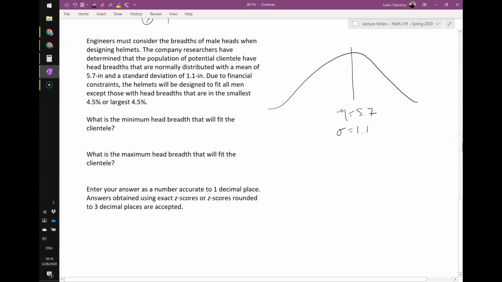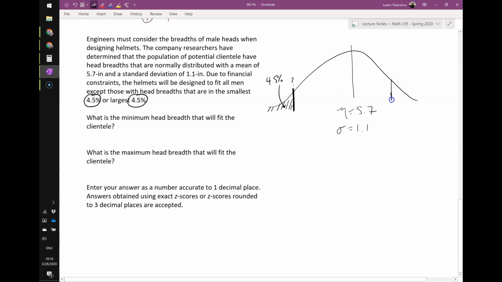So interpreting this, we have to make sure we understand that what's given to us are the percentages or the areas. Because remember, the frequency or the area is the same thing as those percentages here. So when it's saying we want to cut off the lowest or smallest 4.5%, they're giving us that this area to the left of some unknown boundary is 4.5%. Same thing if we were looking at the largest side, we're cutting off some area that represents the largest 4.5% of heads.